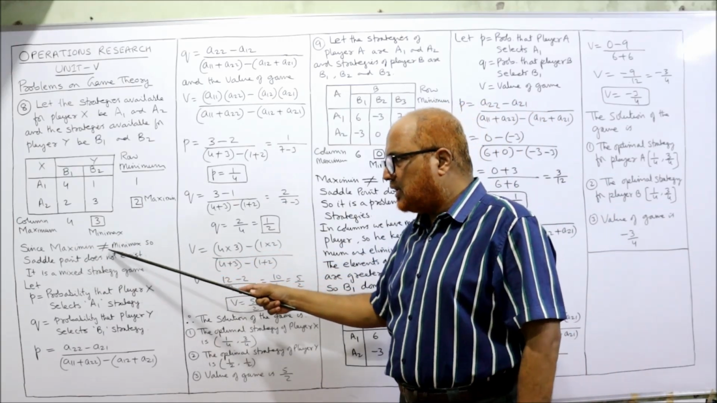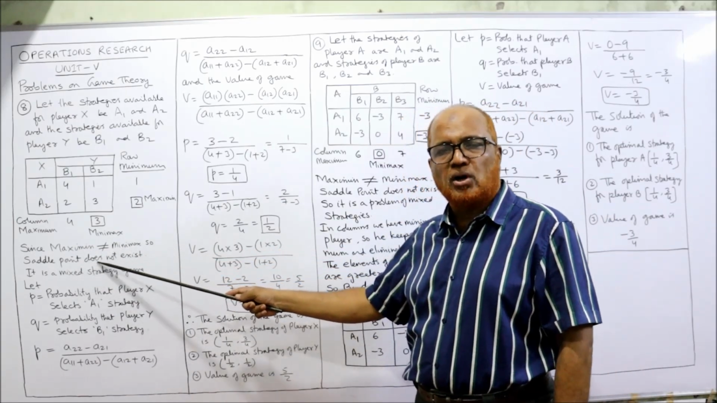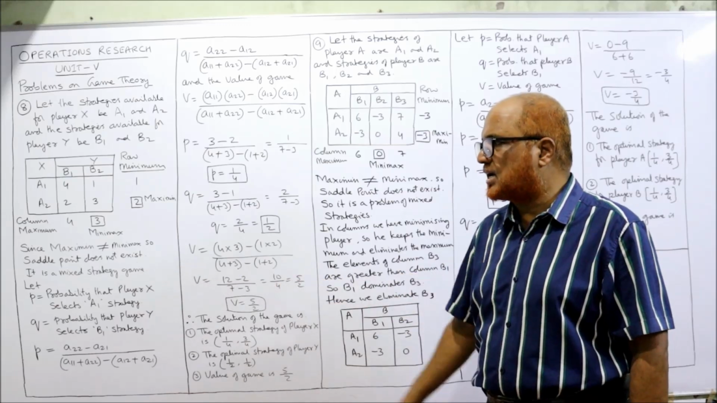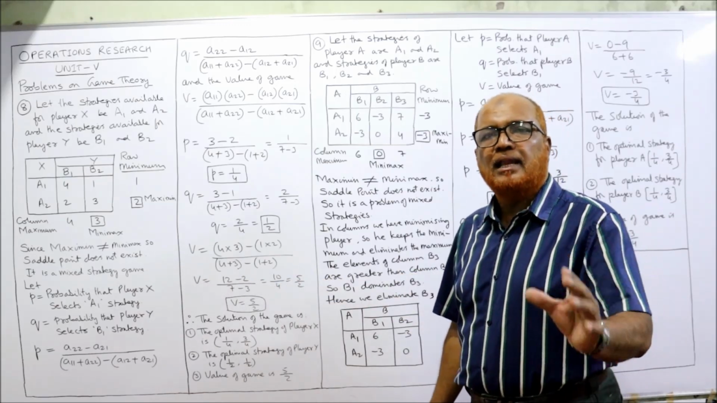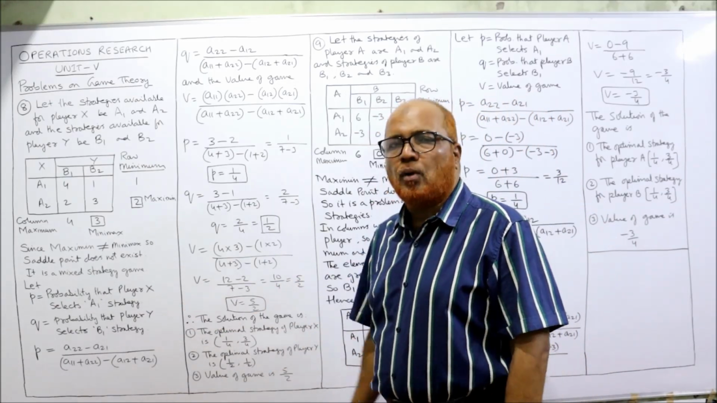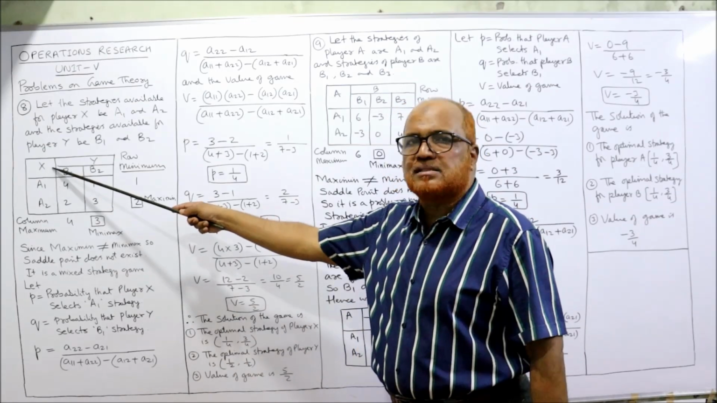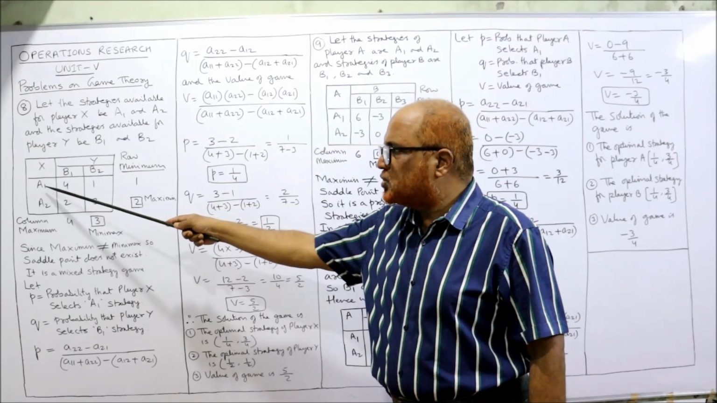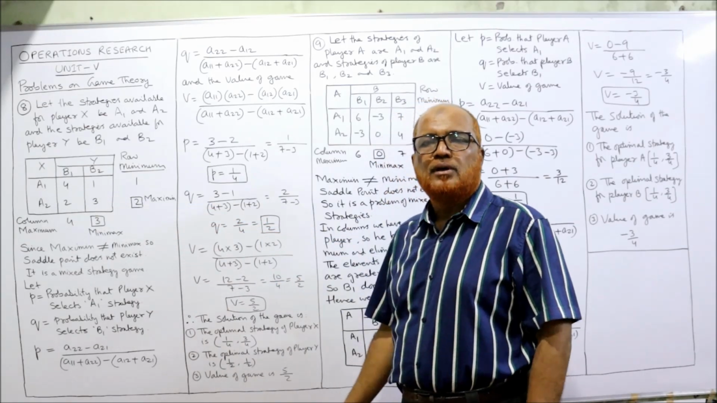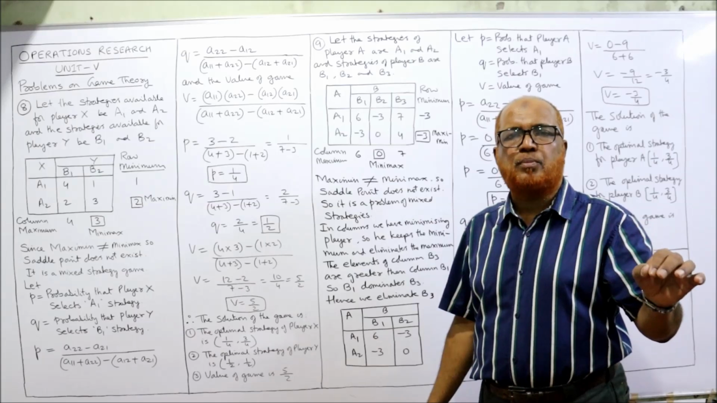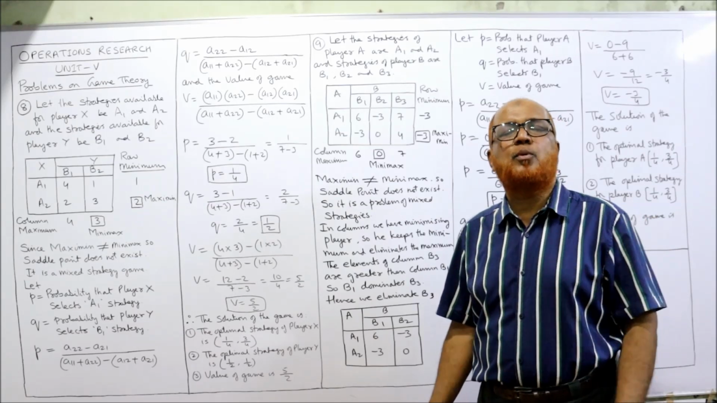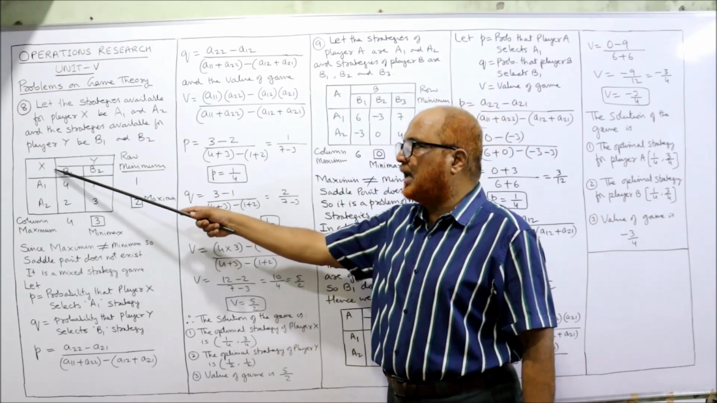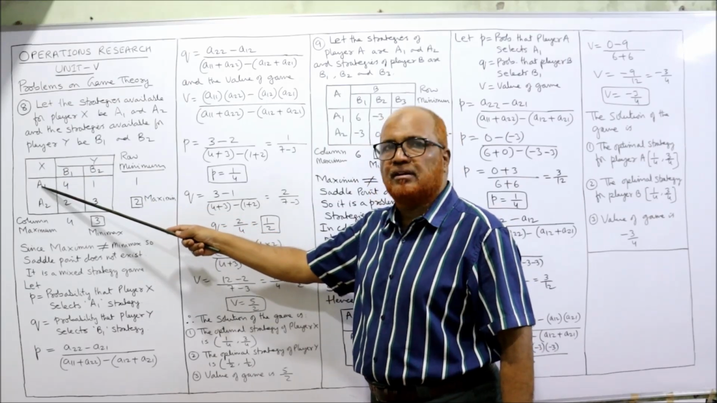Since maximum is not equal to minimax, the saddle point does not exist, so it is a mixed strategy game. Now, let us suppose P is the probability that player X will select A1, because X has two strategies, A1 and A2. In a mixed strategy problem, first of all, we need the probability of player X selecting A1.